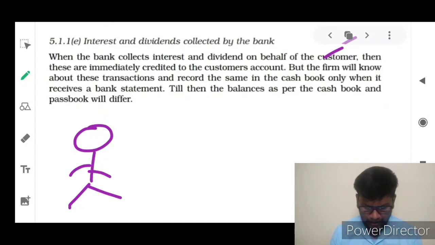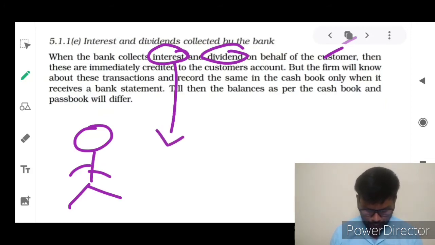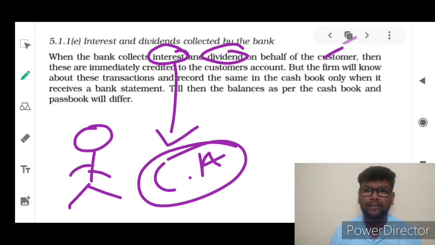So when the bank collects interest and dividends, what is the meaning of interest? Actually, I told you, for a current account holder, they won't give any interest amount. How will the bank credit the interest? You can think about it. If you have invested some amount in a debenture, the company will give interest money to you. That interest money will be received directly by the banker, but the banker will not intimate you. It will be credited to your bank account.